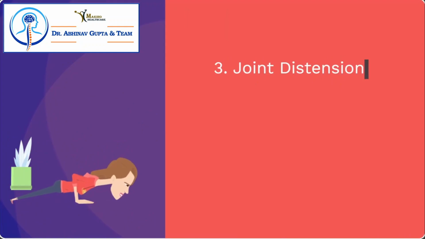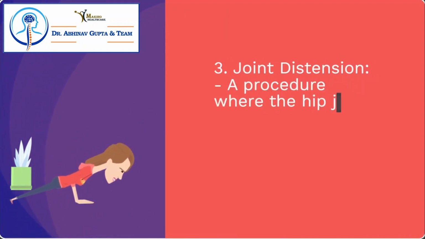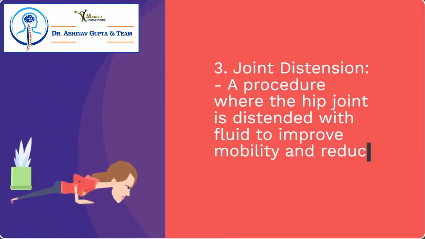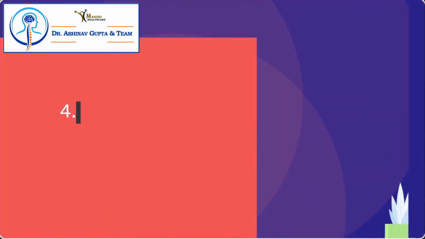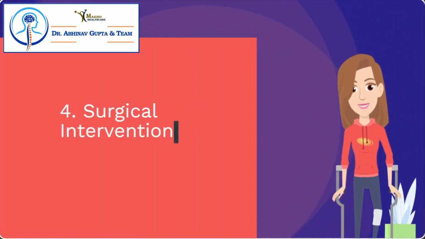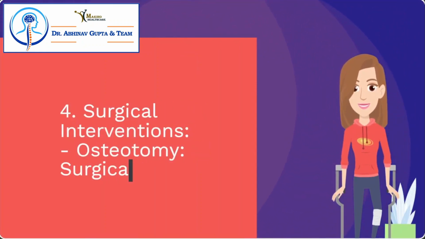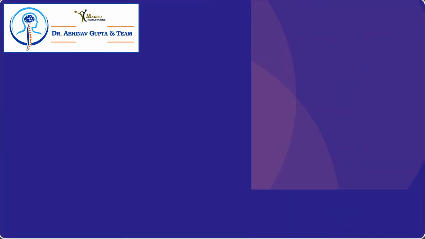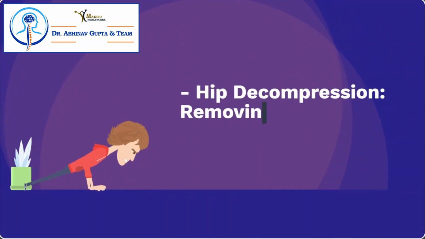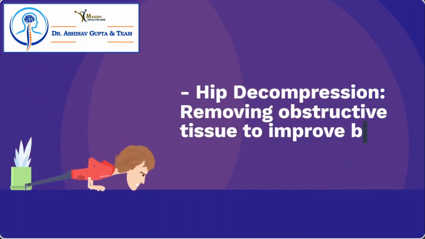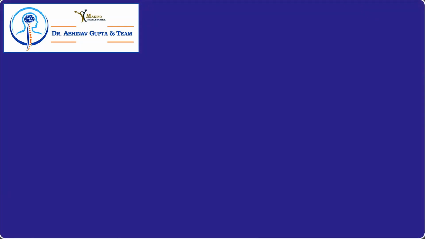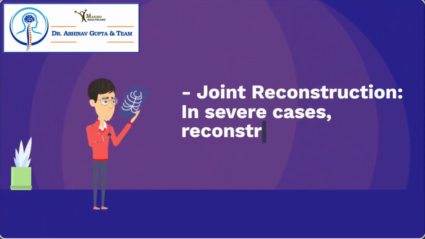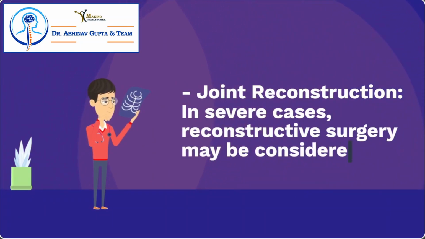3. Joint distension. A procedure where the hip joint is distended with fluid to improve mobility and reduce pain. 4. Surgical interventions. Osteotomy, surgical bone cut to realign the hip joint. Hip decompression, removing obstructive tissue to improve blood flow. Joint reconstruction. In severe cases, reconstructive surgery may be considered.